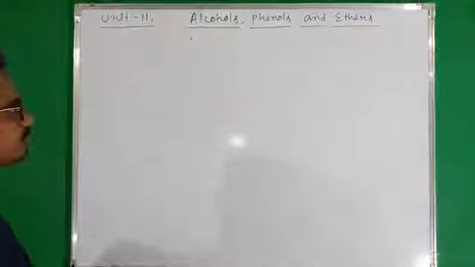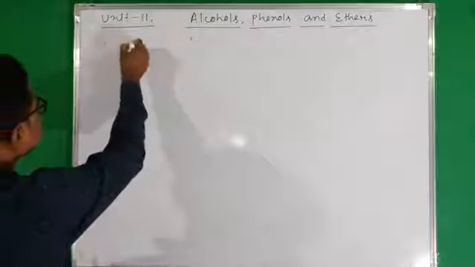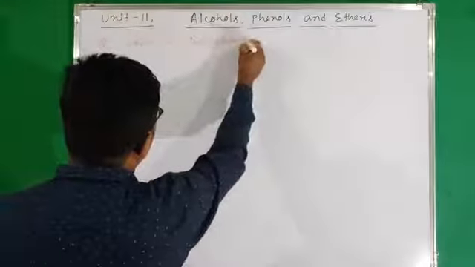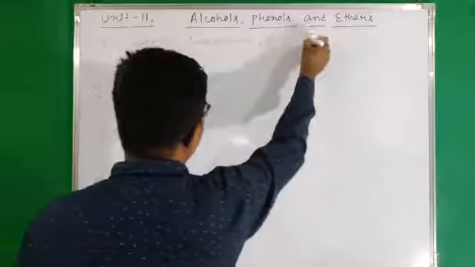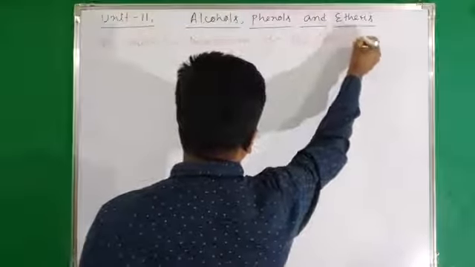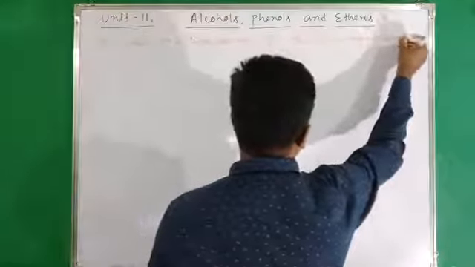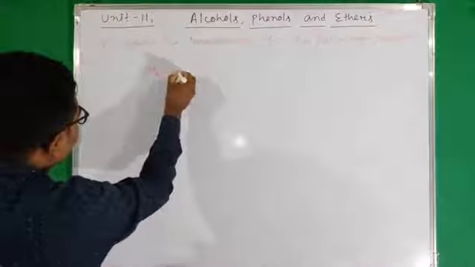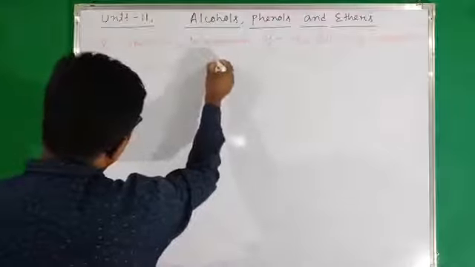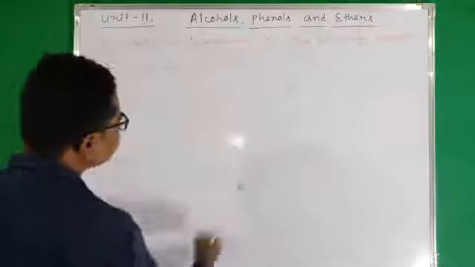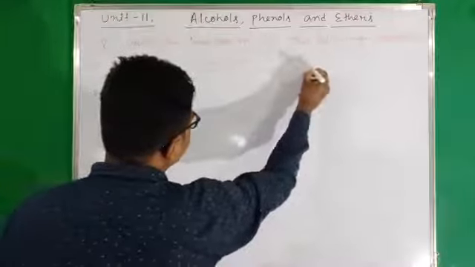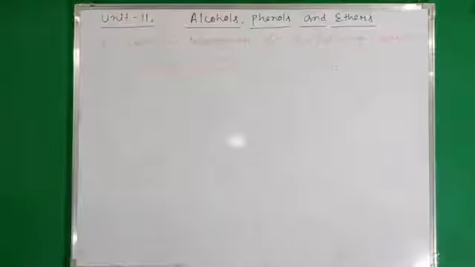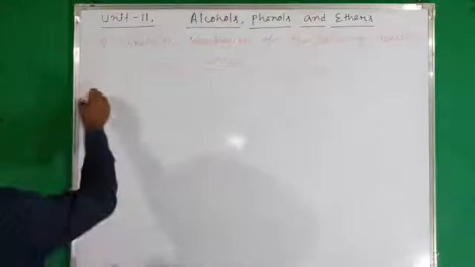So let us take a question. Suppose the question is, write the mechanism of the following reaction. CH2 double bond CH2, H positive, H2O, and the product is CH3 single bond CH2OH. So we have to write the mechanism of this reaction. Solution.